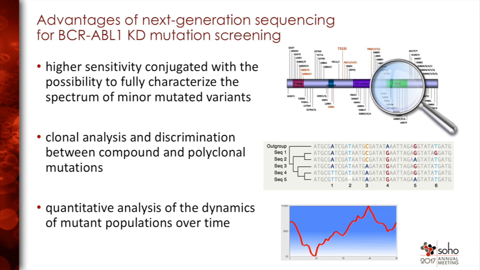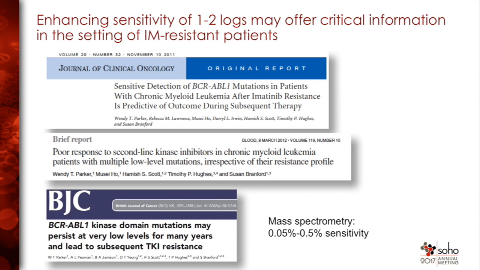The advantages of next-generation sequencing over conventional Sanger sequencing for BCR-ABL1 kinase domain mutation screening include greater sensitivity, the possibility to perform a clonal analysis and to discriminate between compound and polyclonal mutations, and the possibility to perform a quantitative analysis and follow the dynamics of mutant populations over time. Is greater sensitivity an advantage from a clinical standpoint? Well, there are several lines of evidence saying yes.